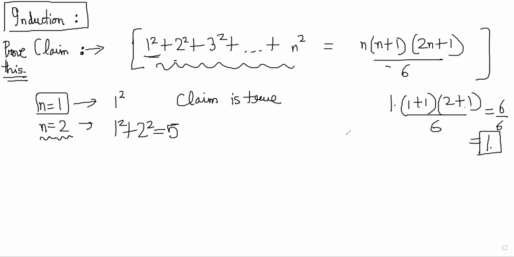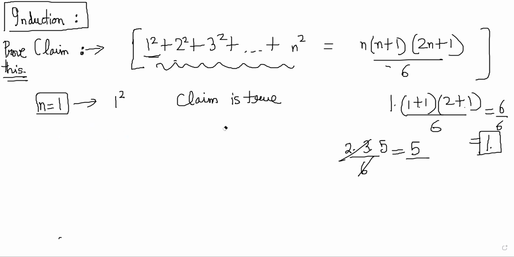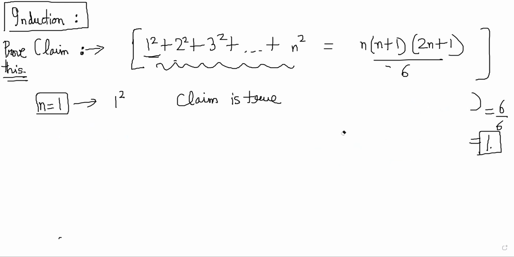So if you put 2 now here, what happens? 2 into 3 into 2 into 2 plus 1, so 5 by 6. See, it fits. So basically it looks like the claim is true, but that is not a proof. Checking examples is not a proof, because it could be wrong for some other number. We have not checked all numbers, right?